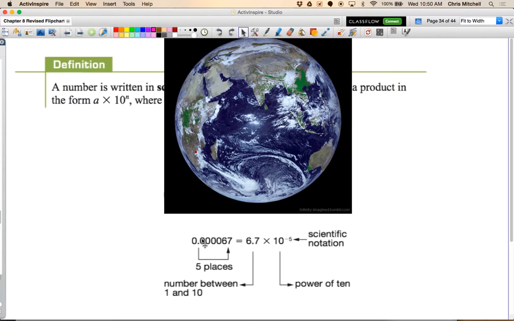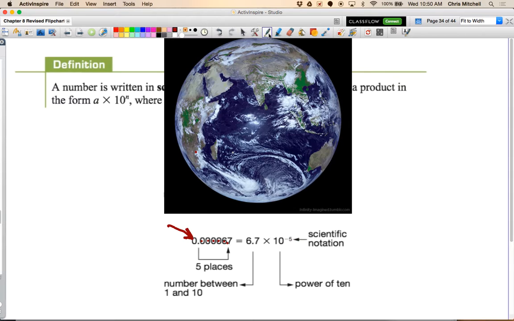If we count how many places are in between, 1, 2, 3, 4, 5. So if we move it 5 times, we put it right there. So it'll be 6.7 times 10 to the negative 5th power. Since this number is very small, we're going to move our decimal 5 times, and then we're going to put the exponent according to how many places that we move.